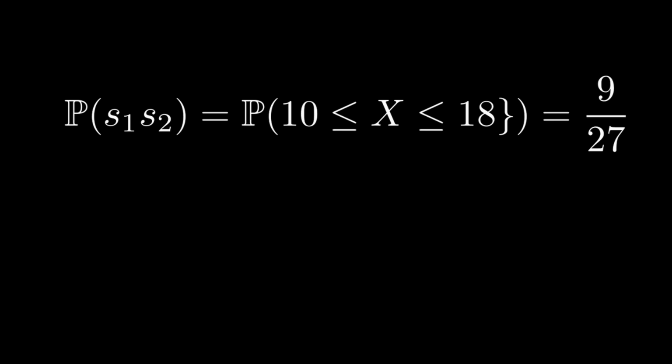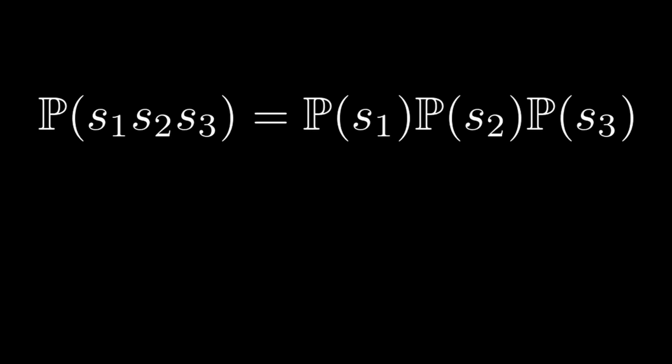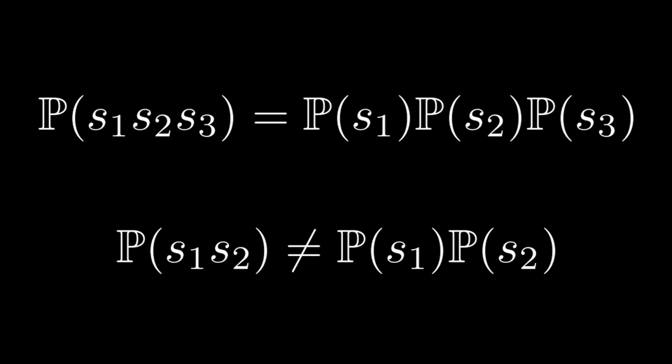One is that the events S sub 1 and S sub 2 are not independent. The probability that both X is at most 18 and X is at least 10 is 9/27, while the probability that X is at most 18 times the probability that X is at least 10 is 2/3 times 2/3, which is 4/9, which is 12/27. So even though the logical AND of the three events can be broken up into the product of the probabilities of the three events, that's not enough to say that all three of the events are independent.